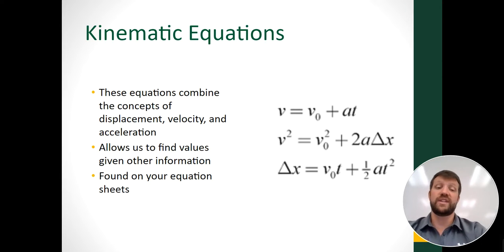The easiest one to see that rearranging with is that top one. If I take that v naught, that initial velocity, the starting velocity, and move it to the other side, I get my delta v. If I divide that by t, then I get a equals delta v over t. And that's our basic equation for acceleration. It's just been rearranged.